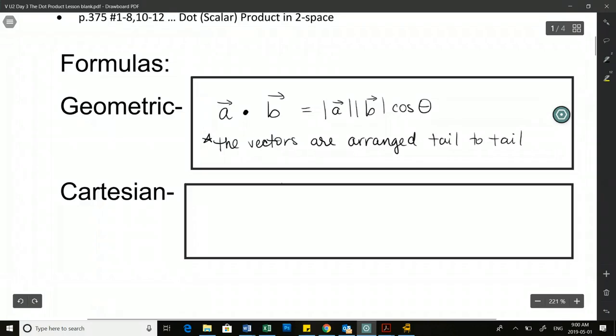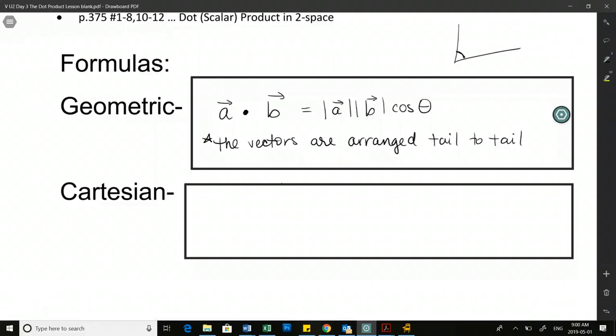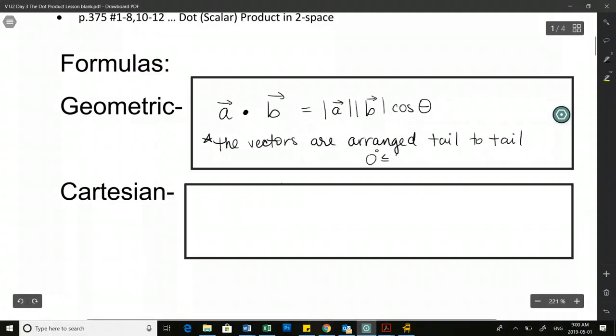We always talk about our theta as if it's between 0 and 180. There should be no need for us to go over 180, because no matter how I draw two vectors, I'm just taking the interior angle rather than the exterior angle. So there should be no need for us to do anything over 180 degrees. So theta is going to be between 0 and 180. Okay, I'm going to unpack that guy for you guys in a second.